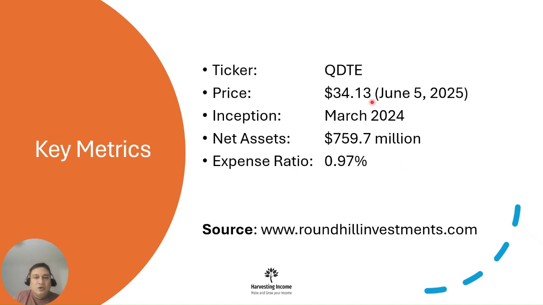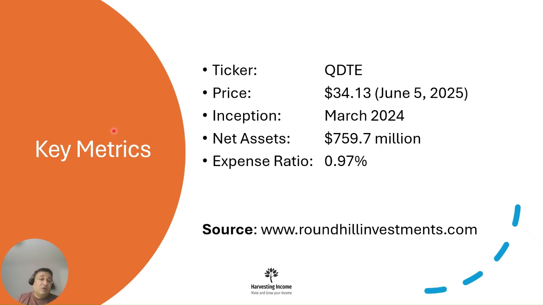The ticker symbol is QDTE, and the price is around $34 as of June 5, 2025. The fund was launched in March 2024. It's more than 1 year now since the fund has been launched, about 1 year, 3 months. So it has a fairly good amount of history and track record that we can look at to know if the fund has been doing well or not.